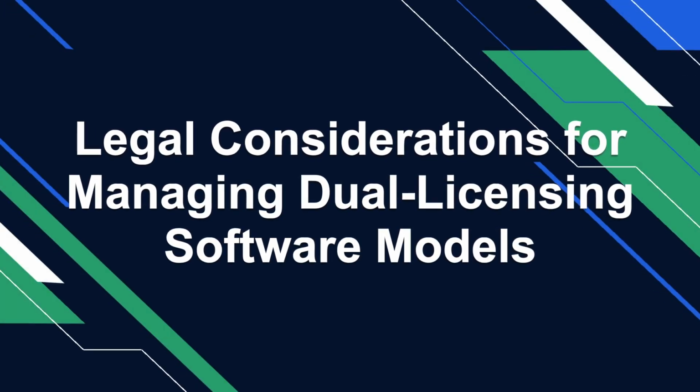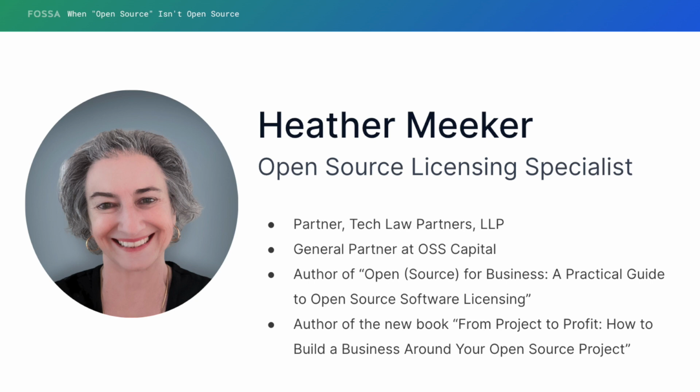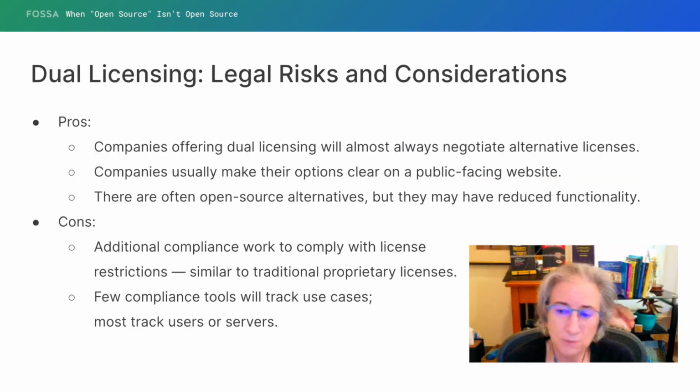Dual licensing, as I mentioned when I was talking about source available, dual licensing options are usually private companies that release software under an open source license, almost always AGPL, maybe GPL, but they will negotiate alternative licenses. So why is it almost always AGPL or GPL?